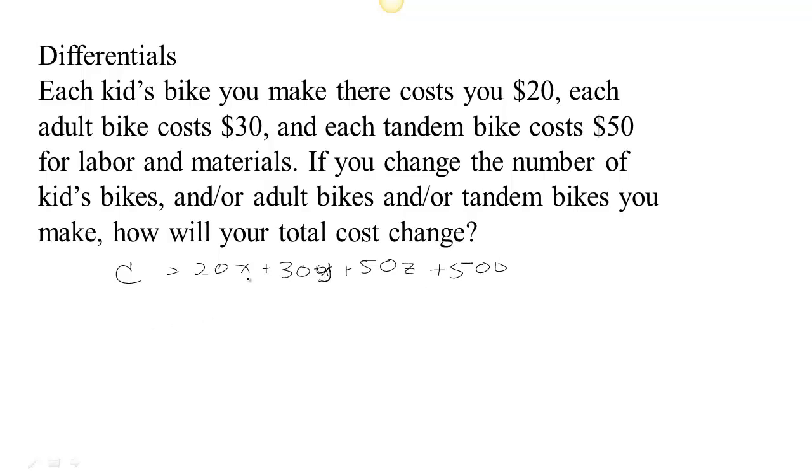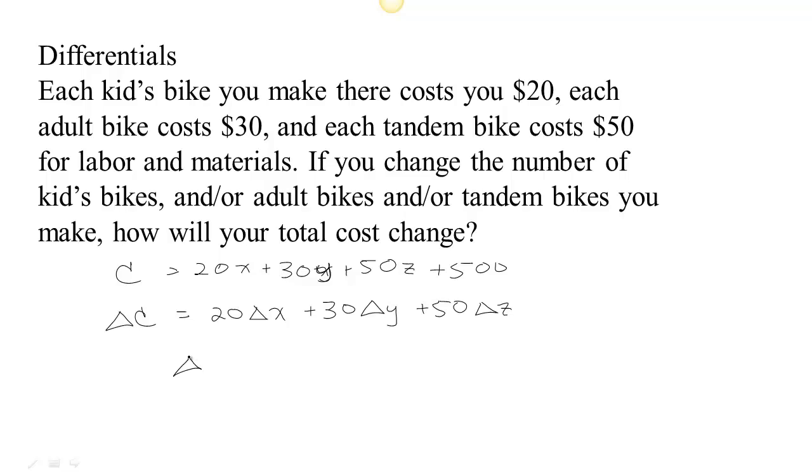So we can ask, if you change the number of any one of these inputs, like change the number of kids bikes, or adult bikes, or tandem bikes, then how will your cost change? So delta c is going to be the slope in the x direction, basically the partial derivative with respect to x times the change in x, plus the slope in the y direction, the partial derivative with respect to y times the change in y, plus the slope in the z direction times the change in z.